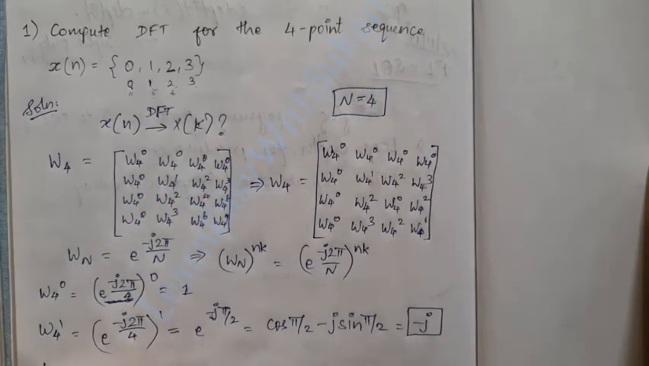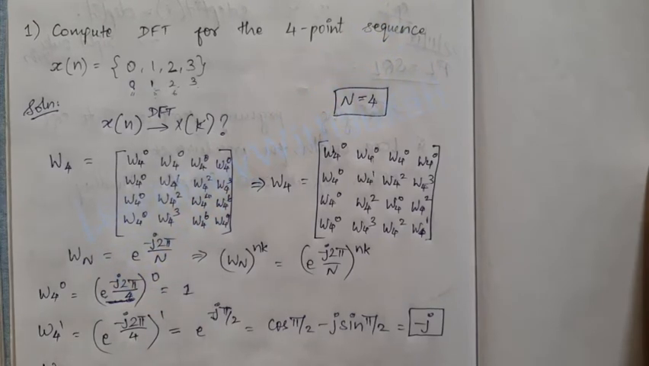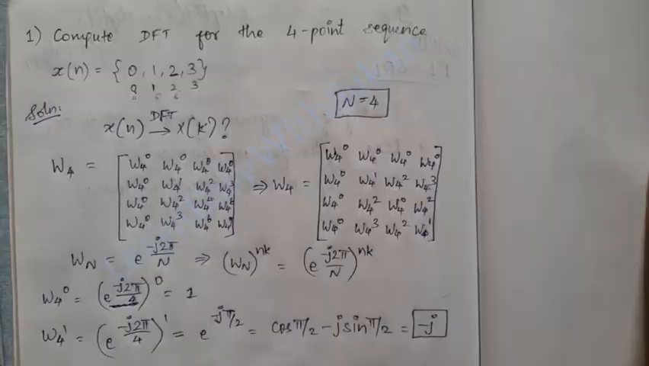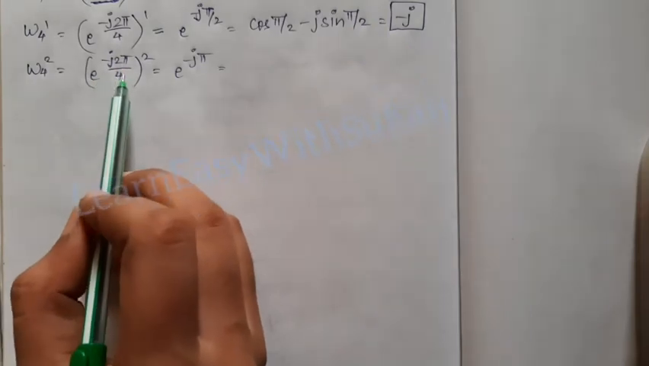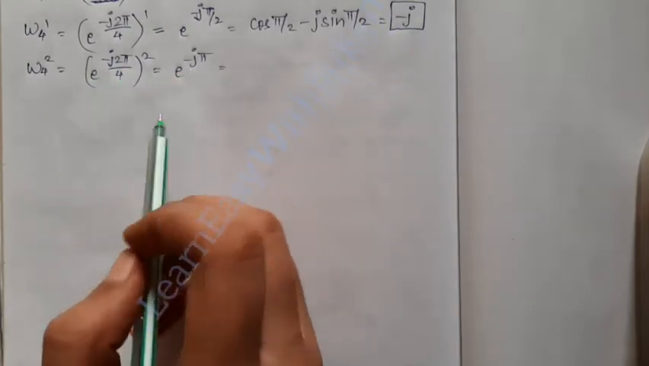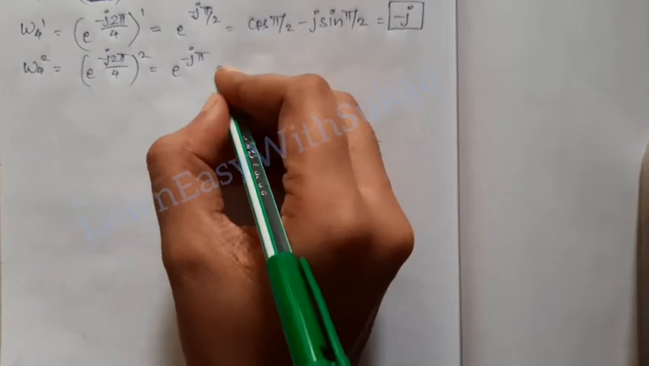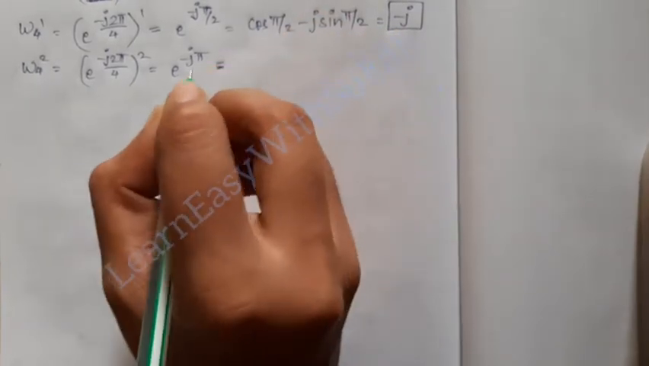What is next? W4 power 2, for that it is e power minus j 2 pi by 4, the whole power 2, e power minus j pi. So, what is this?